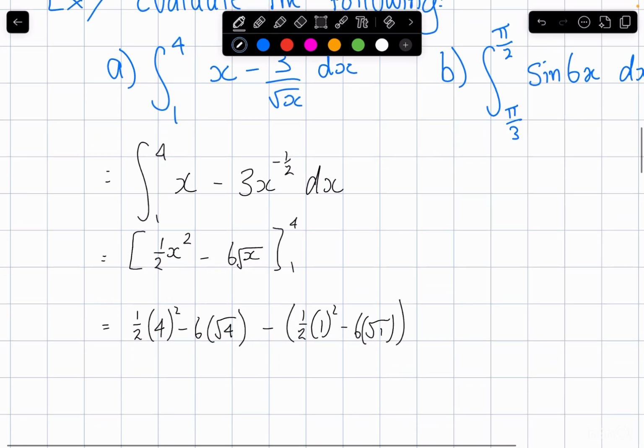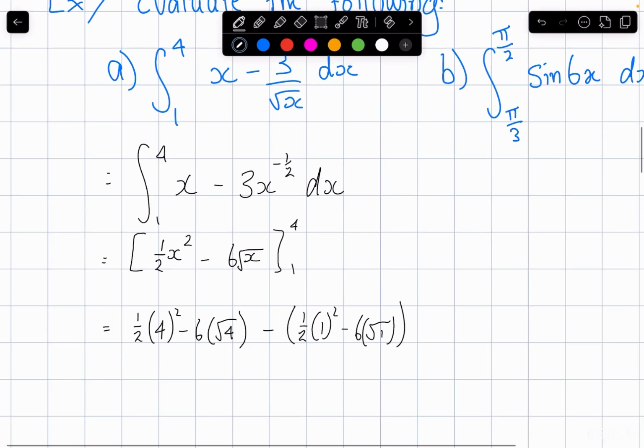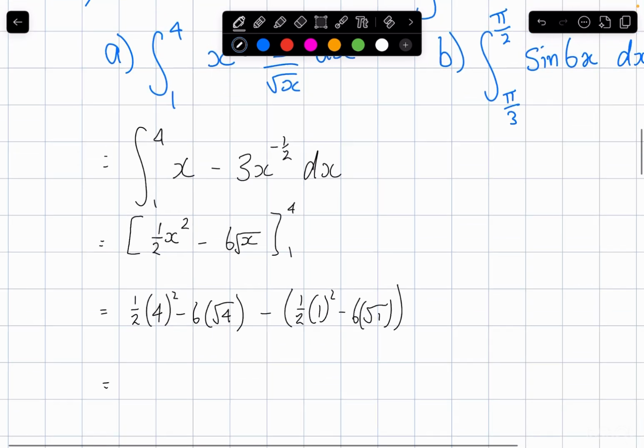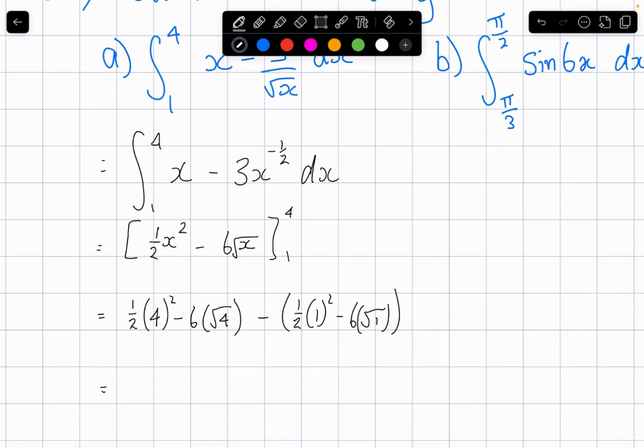Okay? And you can see that these are just numbers. You could plug this into your calculator. I'm going to just do it by hand, and we're going to do it bit by bit. So 4 squared is 16, divided by 2 is 8. 6 times 2 is 12. Minus, I've got a half.